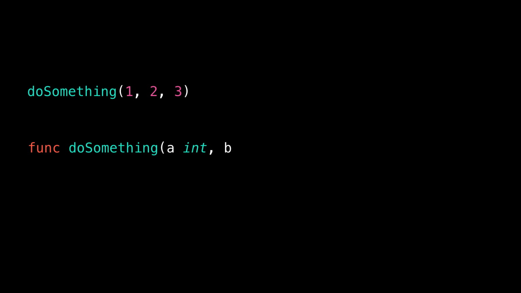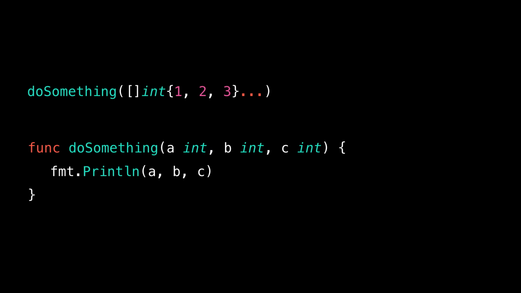Here's a simple function that takes 3 parameters, a, b, and c. We call the doSomething function and pass 1, 2, and 3 as the arguments. We'll make it so it prints out a, b, and c. Now, as this is identical to writing and expanding out a slice, we can write that out, and this works. This is interchangeable as the slice is being expanded out into the arguments.